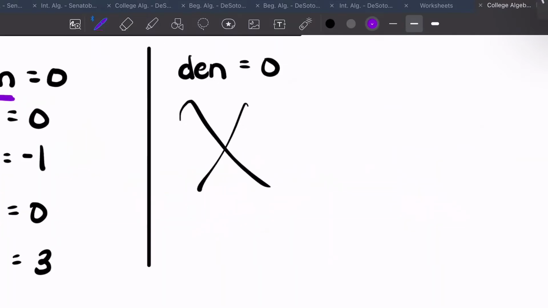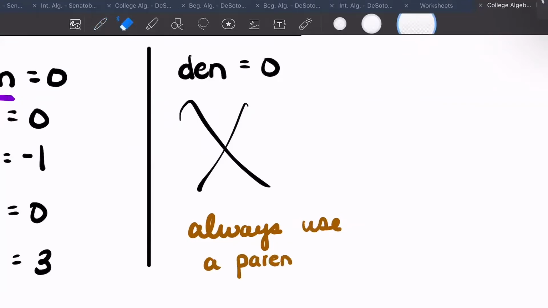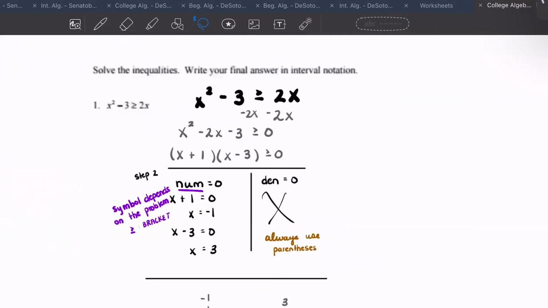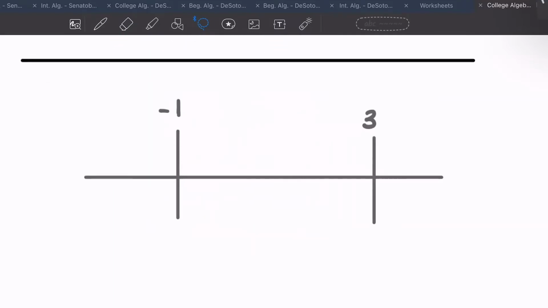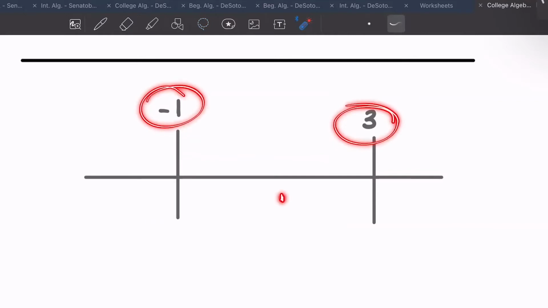Your denominator will always use parentheses. I don't think parentheses is a singular word. Anyway, you will always use parentheses on your denominator. So if we had one, whatever that number was, we would use parentheses on it. But these numbers are just our zeros for our numerator, so we will use brackets whenever we name our intervals.